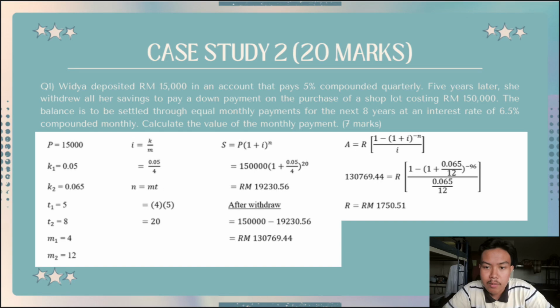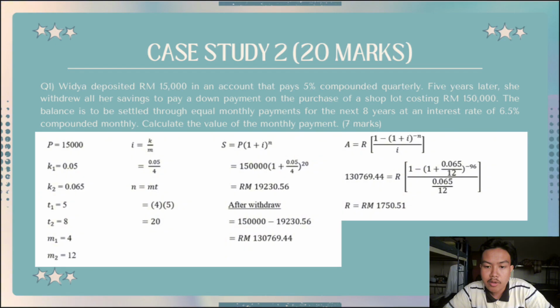First of all, we must label all the information given, so we use the compound interest formula, which is S equal to P bracket 1 plus i bracket to the power n. So we just fill the formula with the amounts given. S equal to 15,000 bracket 1 plus 0.05 per 4 bracket to the power 20. So we got RM19,230.56. The amount after withdrawal is RM130,769.44.